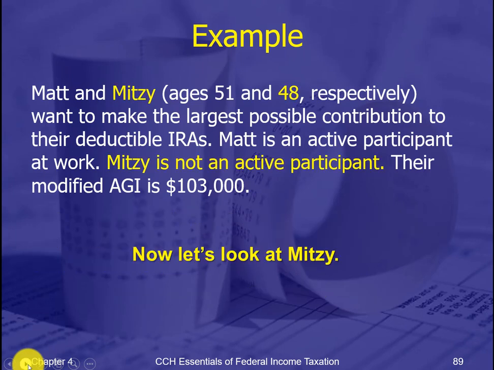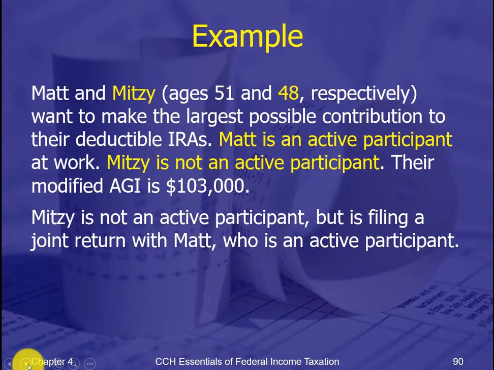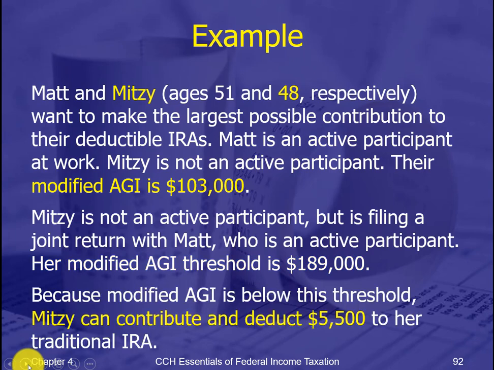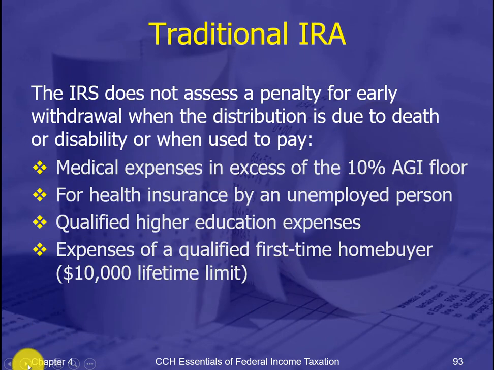Now we're looking at Mitzi. She's not an active participant. Her modified threshold is 189, so that's when it starts to phase out, and they're not anywhere close to that. So she can contribute and deduct $5,500, not the extra $1,000 because she's not over 50.